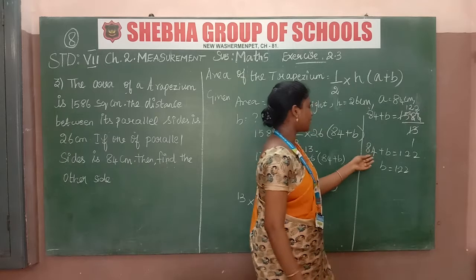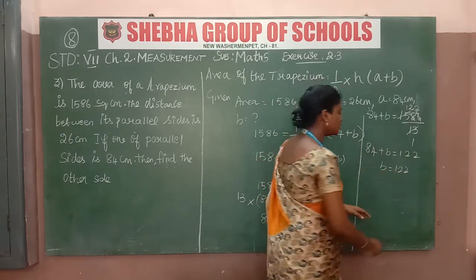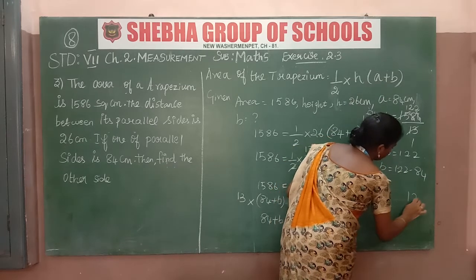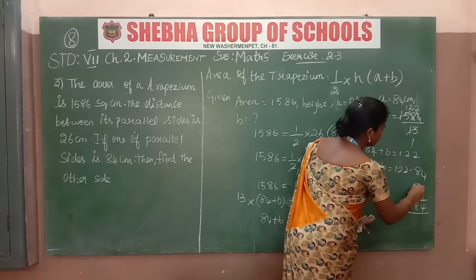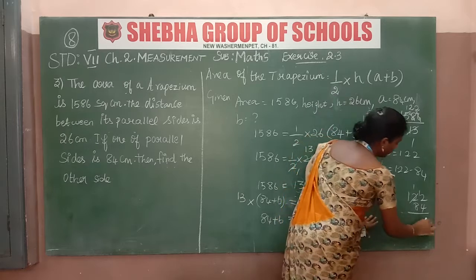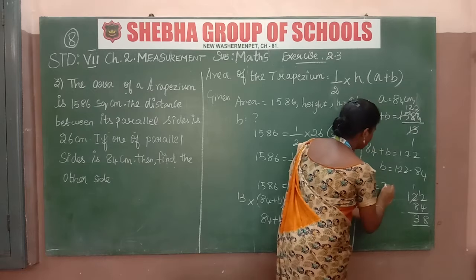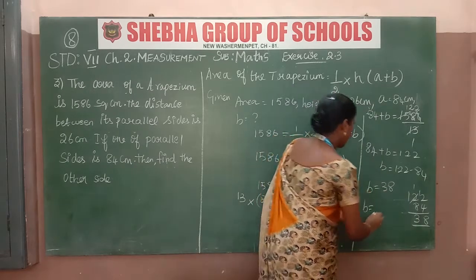84 plus B equals 122. The plus 84 becomes subtract, minus 84. So B value is 122 minus 84. So it's subtracted, 2 becomes 1. 12 minus 4 is 8. 11 minus 8 is 3. So the value is 38. So B is equal to 38 centimeter.